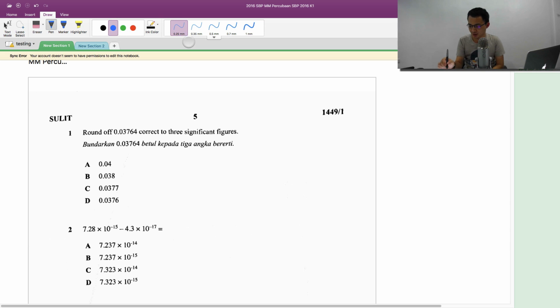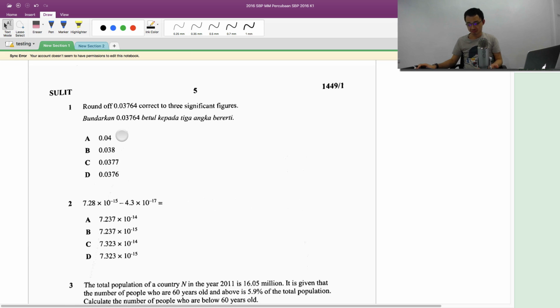The first question asks you to round off to 3 significant figures. You just need to understand that no matter how many zeros you have at the front, we don't count them. If I say 3 significant figures, we start counting from the first non-zero number. So this is your first, second, and third. This is how we calculate 3 significant figures. We don't count the zeros at the front.